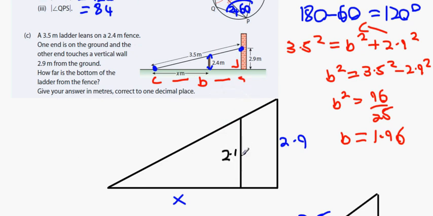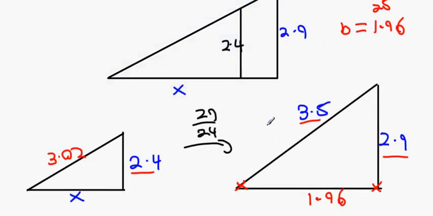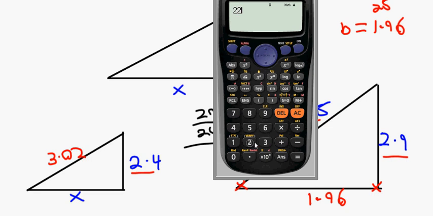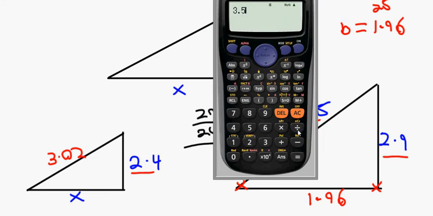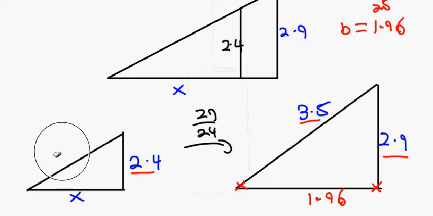So this here is 2.4. That's 2.9. 2.9 divided by 2.4 equals 29 over 24. So it's 29 over 24 times bigger. Now 3.5 divided by this answer will give me how big the other one is, which is going to be 2.896, so we're going to call it 2.9. So this 3.02 was wrong, it was meant to be 2.9.